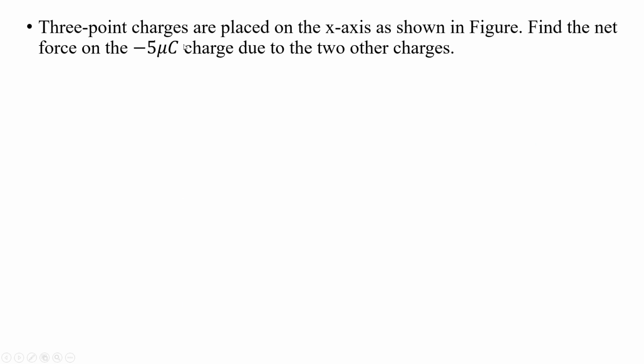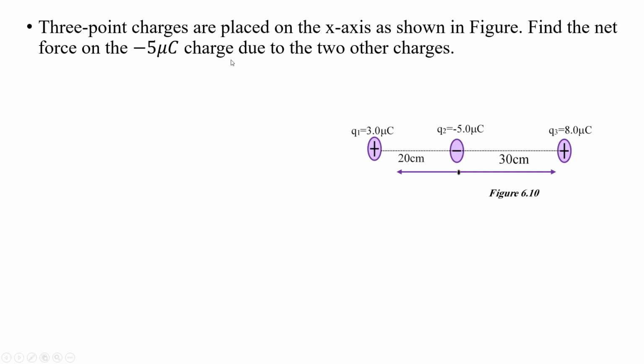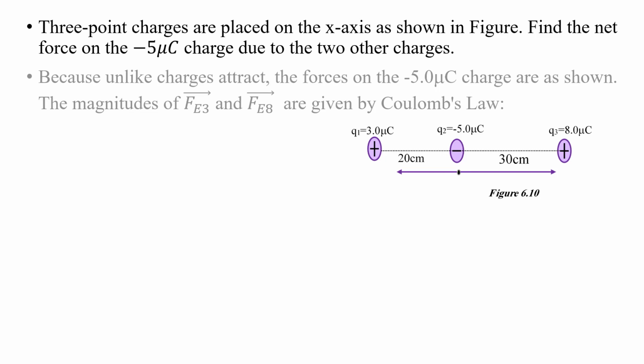Now there are 3 point charges placed on the x-axis as shown in the figure. Find the net force on the -5 microcoulomb charge due to the other charges. So there are 3 charges. Charge 1 is 3.0 microcoulomb, charge 2 is -5.0 microcoulomb, charge 3 is 8.0 microcoulomb. And they are separated by the following distances. So we need to find the net force on the middle charge from these 3 charges.